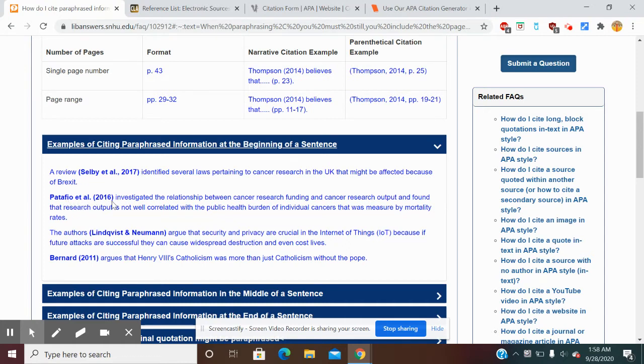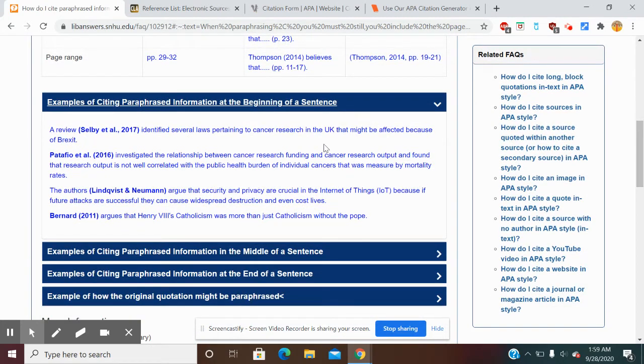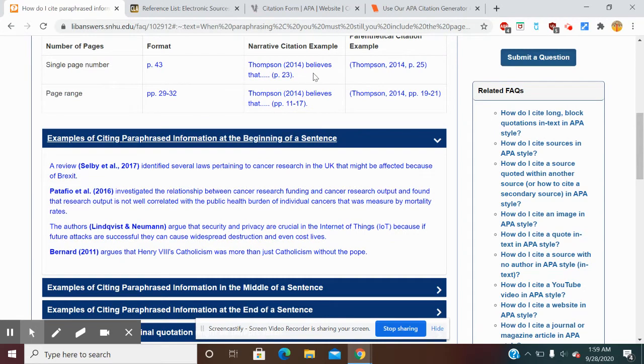Patafio et al. 2016 investigated the relationship between cancer research funding and cancer research output and found that research output is not well correlated with the public health burden of individual cancers that was measured by mortality rates. And you will see some errors here and there. Sometimes these things happen, typos happen. So again, this citation is being marked at the beginning. And this is called a, you've guessed right, narrative citation example.